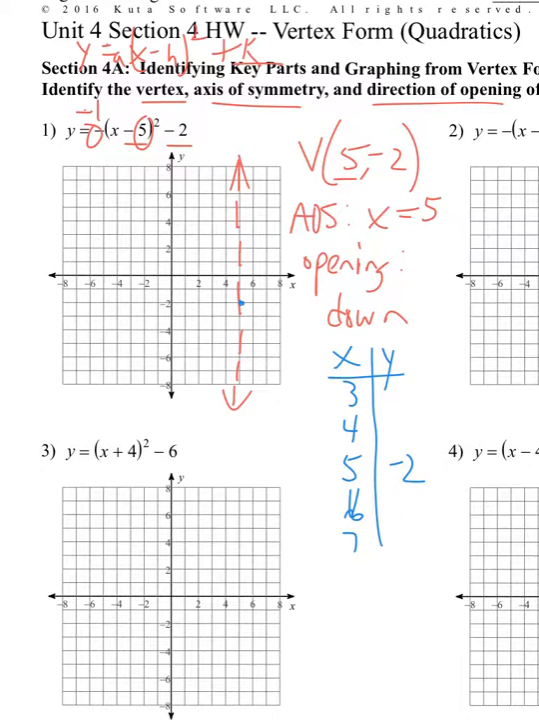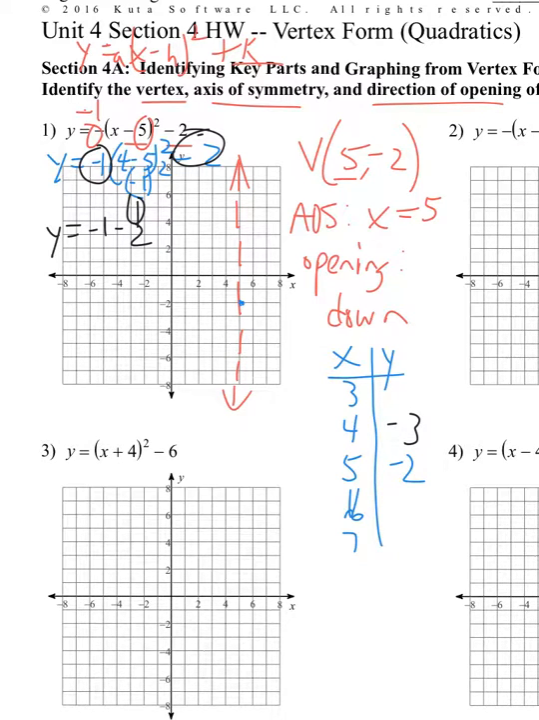So let's plug in 4. So here's what I have. I really have y equals negative 1 times 4 minus 5 inside parentheses squared, subtract 2. So this is going to be negative 1 in parentheses squared, which is positive 1. Now I need to multiply this negative 1 times that 1, which is negative 1. And then I subtract 2, which will be negative 3. So at 4, it's at negative 3.